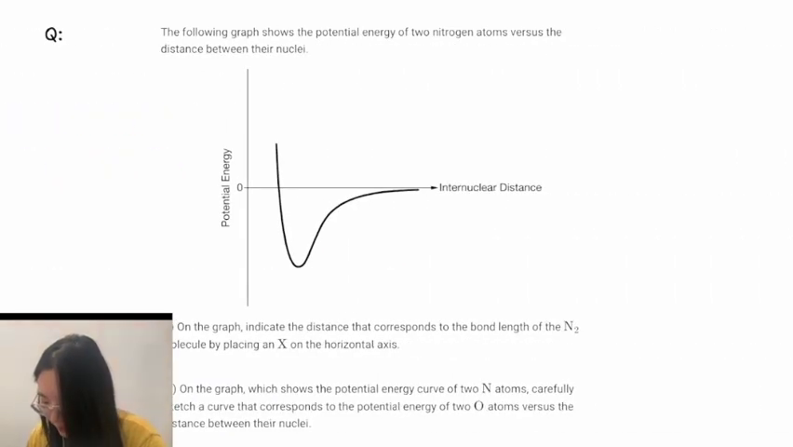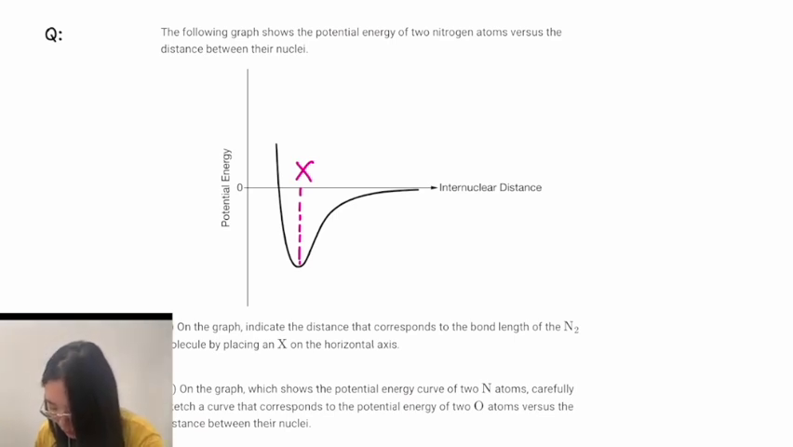Next, the following graph shows the potential energy of the 2 nitrogen atoms versus the distance between their nuclei. On the graph, indicate the distance that corresponds to the bond length of the nitrogen molecule by placing an X on the horizontal axis. For these types of questions, I told you to always look for the peak of this potential graph, which is the lowest potential energy. The distance corresponding to this peak will be the bond length for the nitrogen bond.